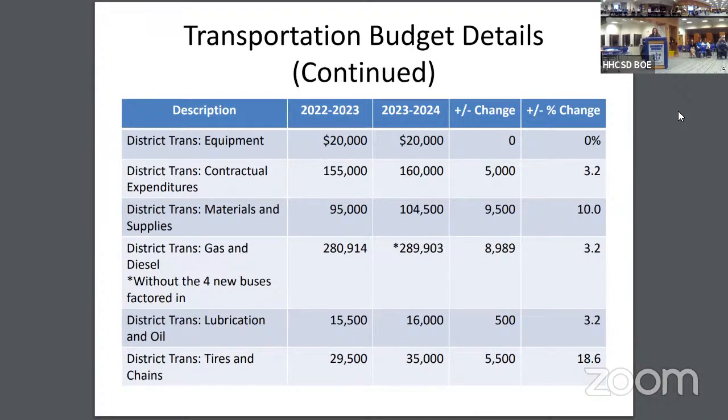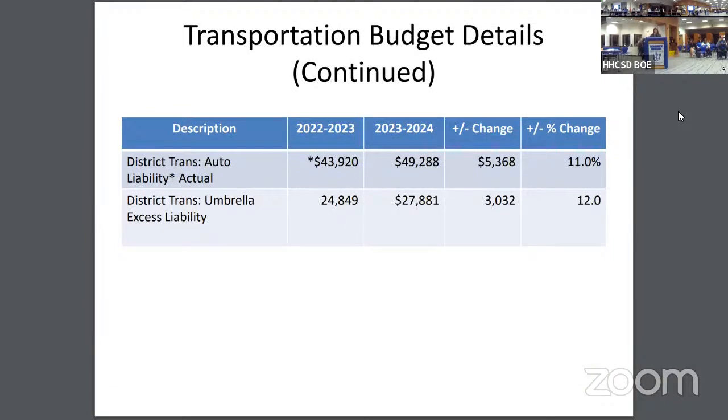Gas and diesel, right now we're paying about $2.59 a gallon still for diesel, and our gas prices are about $2.47, I think. I just looked at the bill today because I was just doing fuel billing. So without factoring in the new buses that I'm asking to purchase and changing around some of the Princeton plan, we're looking at an increase of $8,989, and that's a 3.2% increase. Lubrication and oil, that's a $500 increase. That's only seen a slight raise in pricing. Tires and chains, that's an additional $5,500, which is 18.6%.